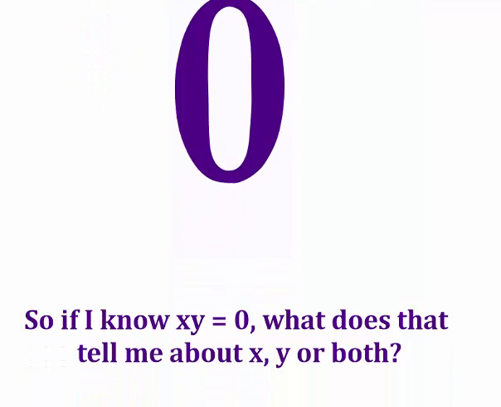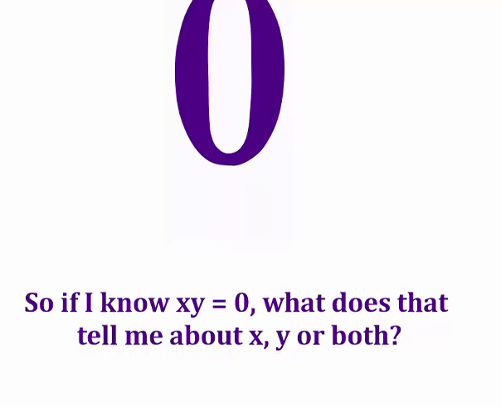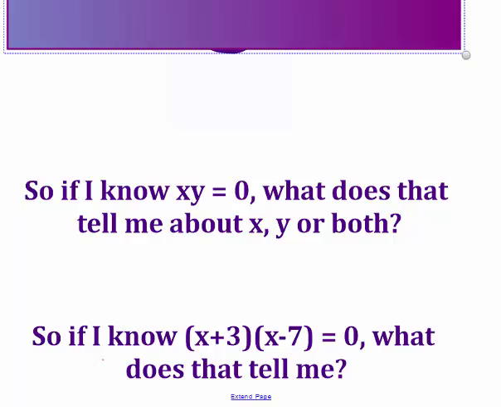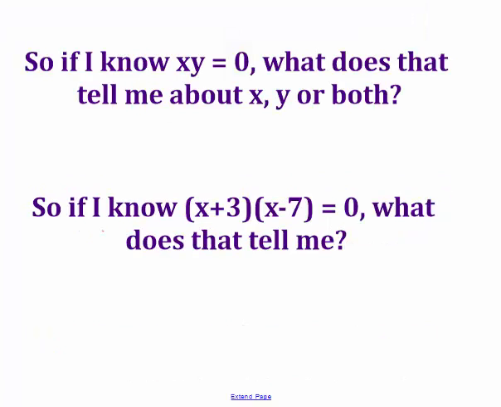Now how does that help me? Well, if I know that the product of two variables is 0, what would that tell me about x, y, or both? We know if the product of x and y is 0, one of those variables must be 0. Both of them could be 0, but at least one has to be 0. Therefore, if I have the quantity x plus 3 times the quantity x minus 7, and that product equals 0, what would that tell me? Well, either x plus 3 has to be 0 or x minus 7 has to be 0. Both could be, but one must be.